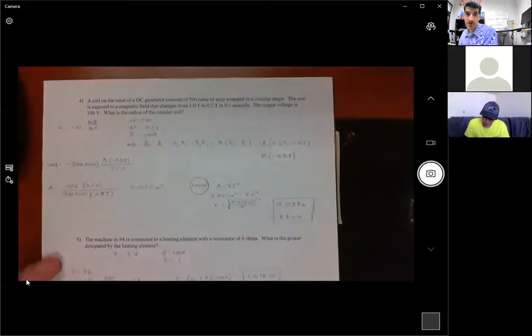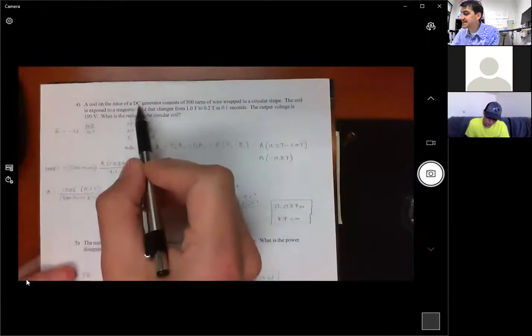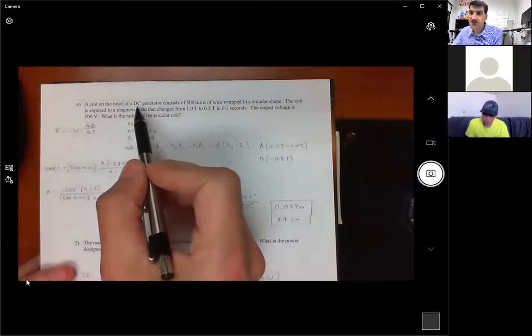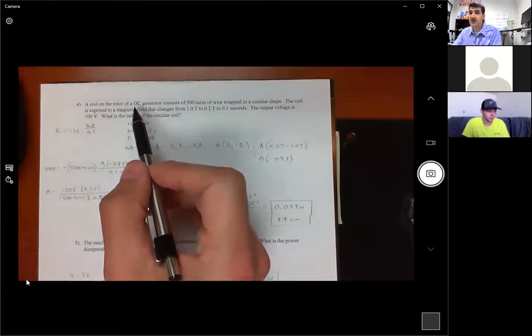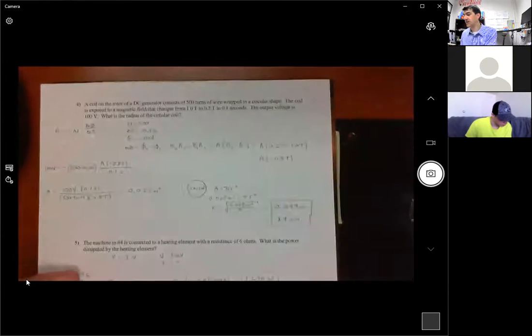All right, number 4 is a fun little Faraday's law equation. It says we have a coil on the rotor of a DC generator. As it turns out, it doesn't really matter if it's an AC or DC generator. Faraday's law works the same, whether it's an AC or a DC generator. All that changes is the output.